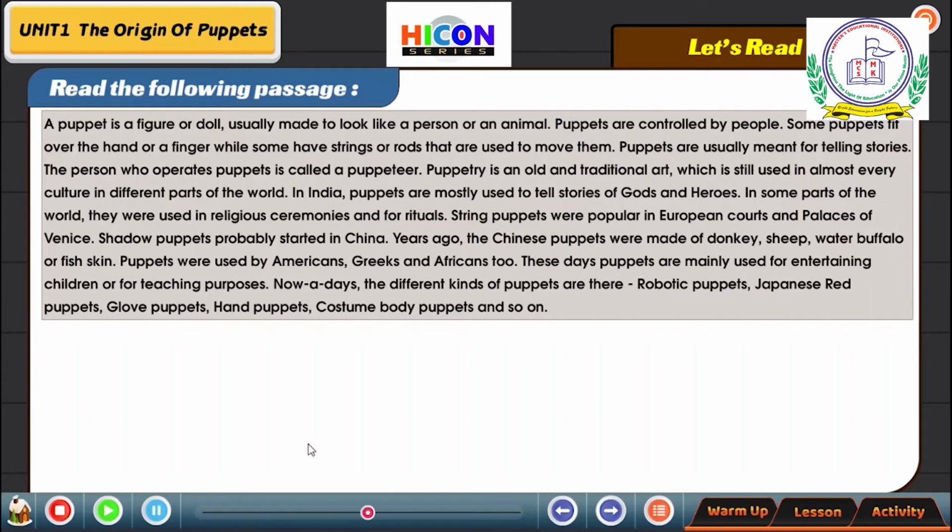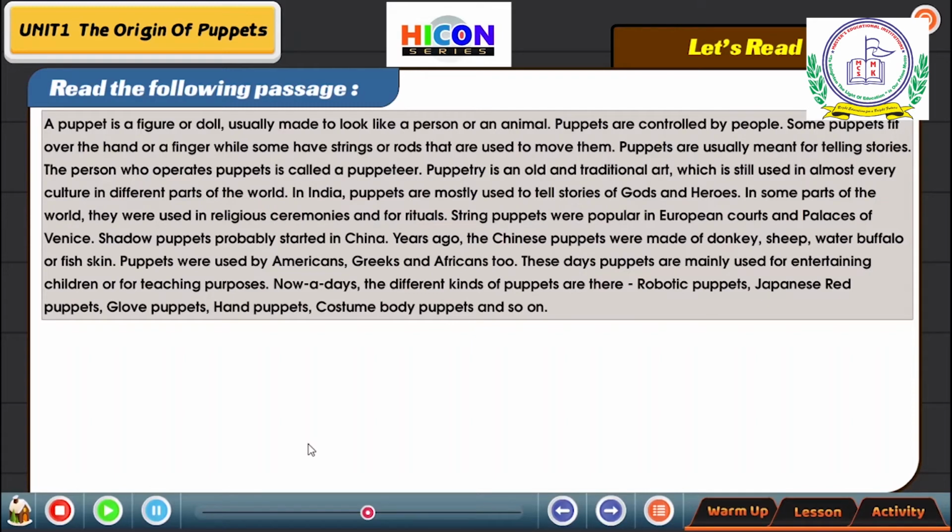In the olden days, it was basically a form of entertainment because there were no movies and no TVs. So the people enjoyed puppetry a lot. But now, it is basically for entertaining children, not for the elders. And some puppets are used for teaching purposes also. Nowadays there are different kinds of puppets, like robotic puppets. Another type is called the Japanese red puppets. Then a glove puppet, which is made to fit inside the hand, and costume body puppets. So there are different types of puppets like that.